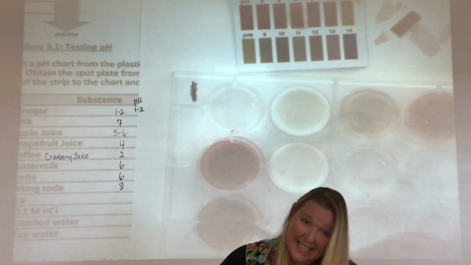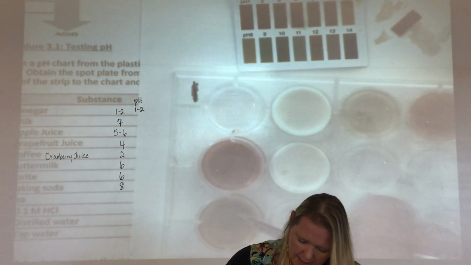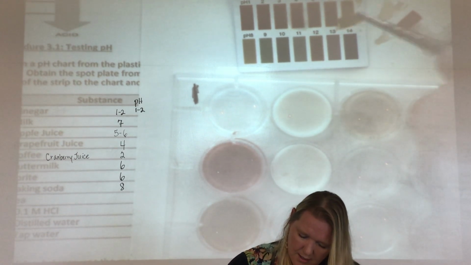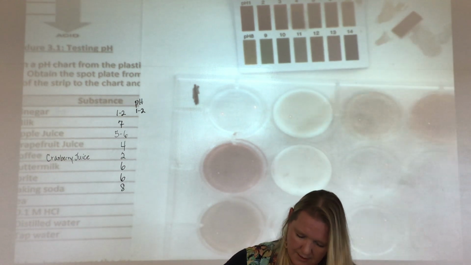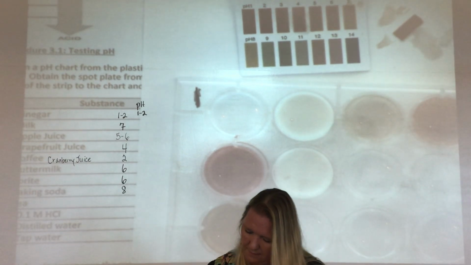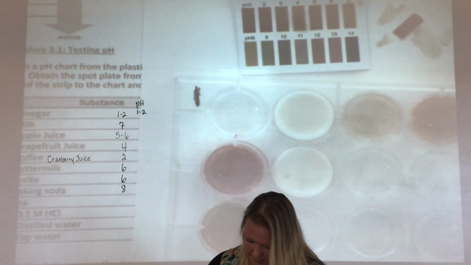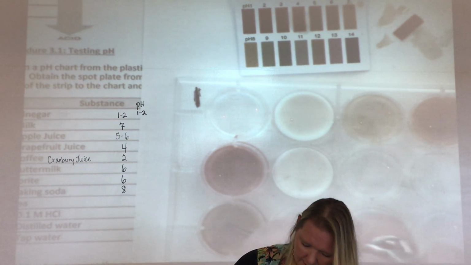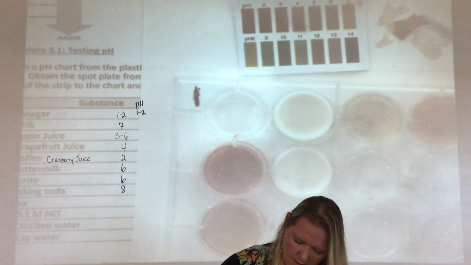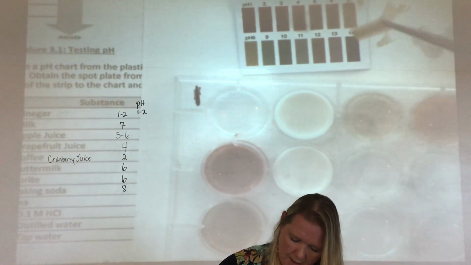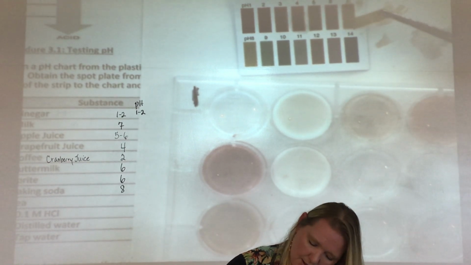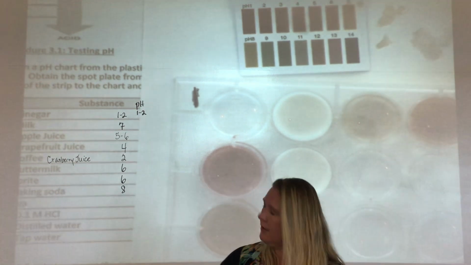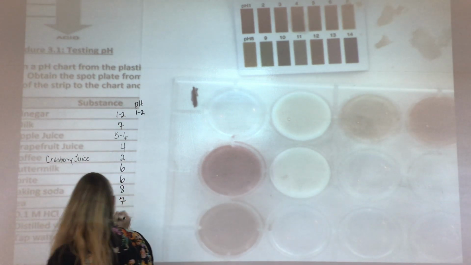All right, this next one is tea, just iced tea. I had a little bit of baking soda still on my forceps, which made it turn green. So, iced tea, sweet tea. Here's the original paper that I just made wet. I'm going to hold it up to the key, and it's going to be close to 7. So the tea that I have here today is close to neutral.